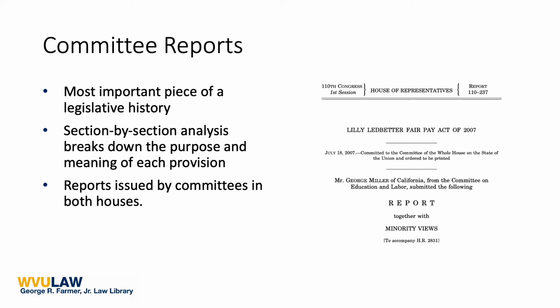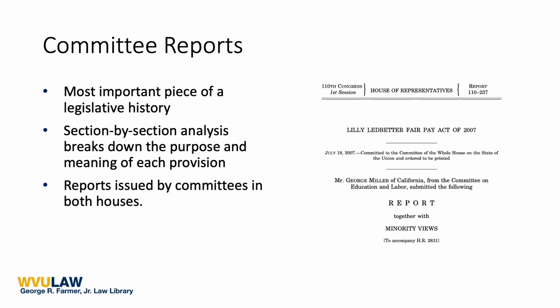Reports are issued by committees in both the House and the Senate. Of the various parts of a committee report, two are particularly useful. First is the section by section analysis. The section by section analysis explains the purpose and meaning of each provision of a proposed law. This speaks directly to legislative intent. Second is the minority statement, which you'll find when there is a disagreement among the committee members as to the recommendation, and this is useful for understanding the diverging viewpoints within the committee.